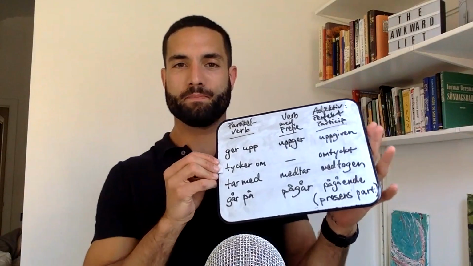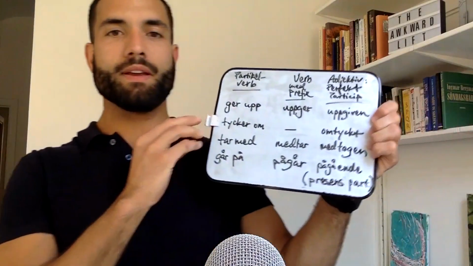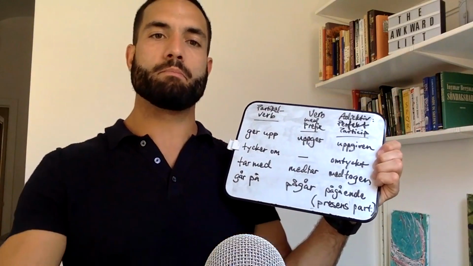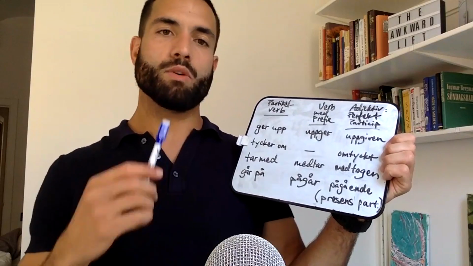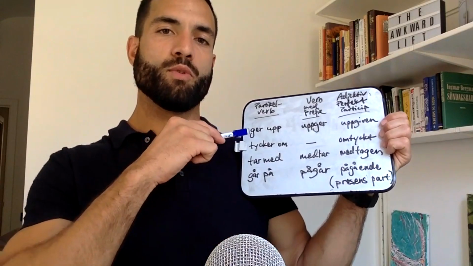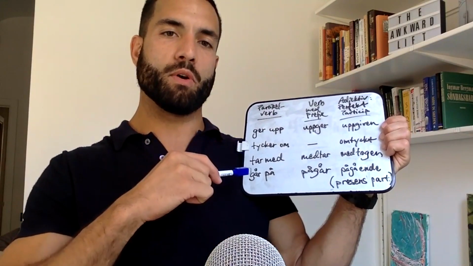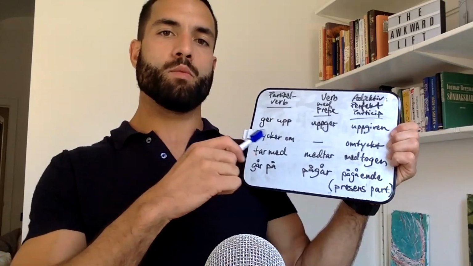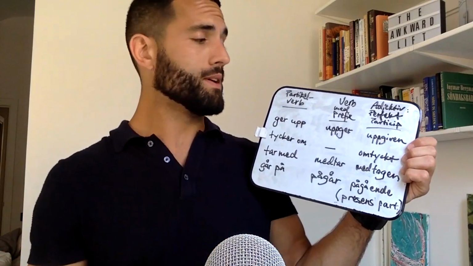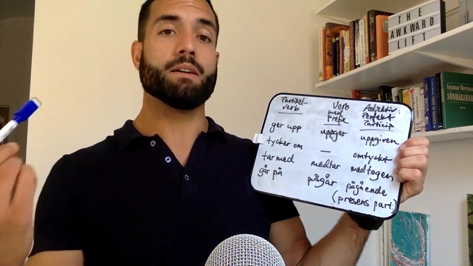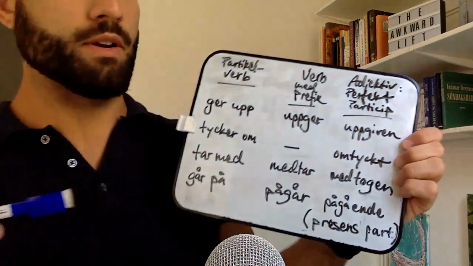Och jag har faktiskt gjort, I've made a little table here of some things that I think are important to look at. So I want to explain with 4 different particle verbs what you can do with them, how you can use them, and yeah, look at this. Let's have a look here.